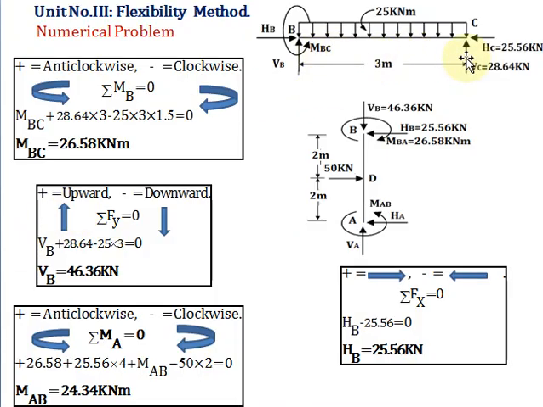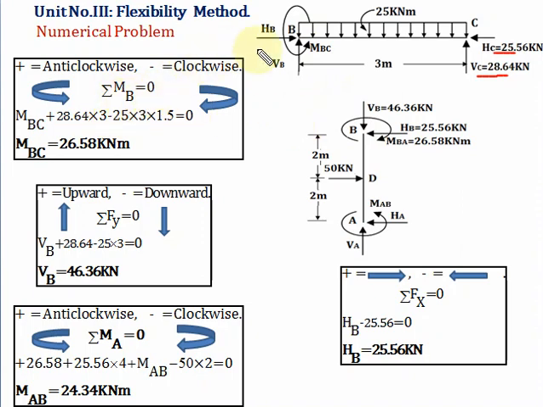Now we'll consider the member CB and draw the free body diagram. Already we have found the vertical reaction at C and horizontal reaction at C. Now we have to find the moment in member BC, the horizontal reaction at B and the vertical reaction at B. For that we'll use the equilibrium equations: summation Fx equal to 0, summation Fy equal to 0 and summation of moment equal to 0.